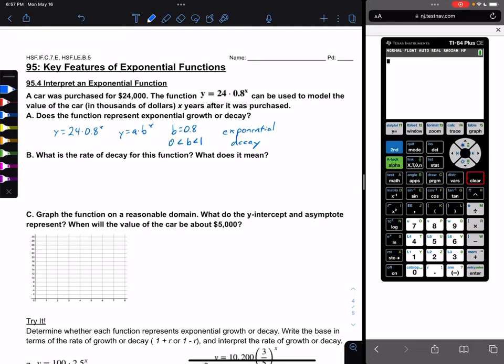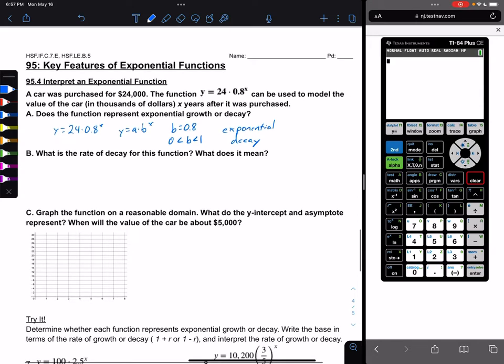So b, again, is 0.8, but b is equal to 1 minus r. Again, that's going back to your formula. So b is 0.8, plug that in. We have 1 minus r, and then we can solve this equation. So subtract 1, we get negative 0.2 equals negative r. I didn't give you enough space here. And then that means that r is equal to 0.2. Okay, so that would be the rate of decay, 0.2.